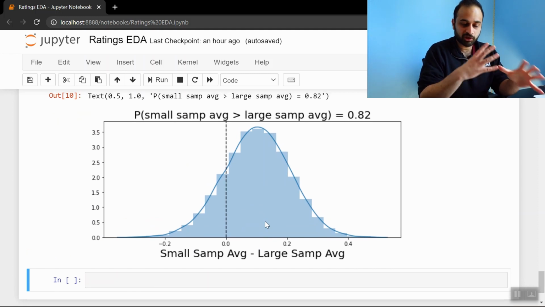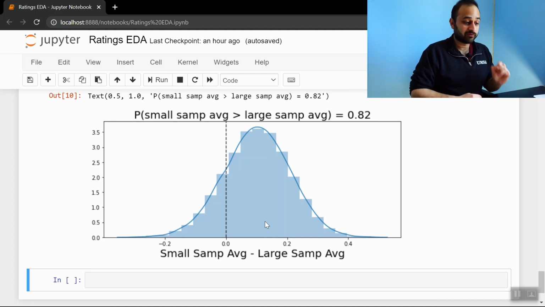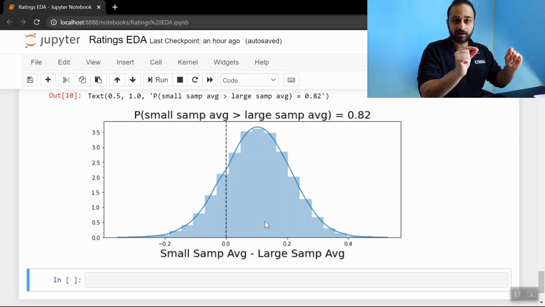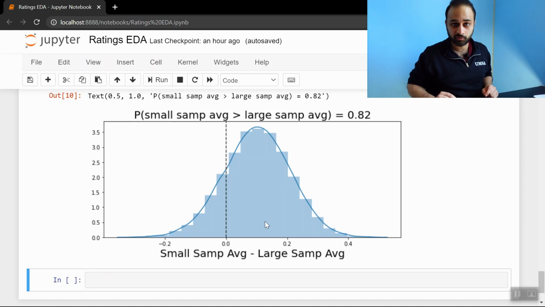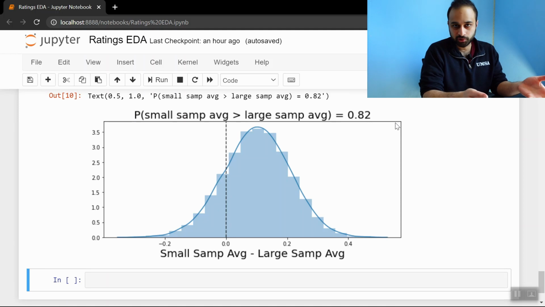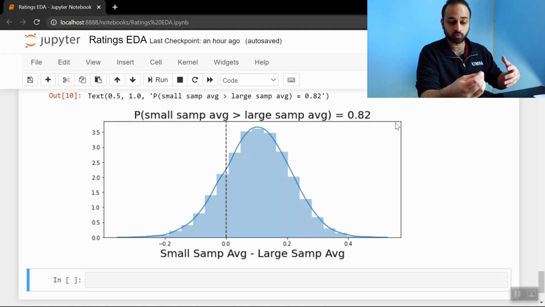I know that there's a lot of moving parts here, so let's make sure we understand what we're looking at. If I took the difference between the small sample's average rating and the large sample's average rating for each pair of Monte Carlo runs, then it's going to be this distribution here. And you see 0 is right here, and 82% of this distribution lies above 0. Another more intuitive way of saying that is that 82% of the time, the small sample's average rating is going to be above the large sample's average rating, if the distributions were the exact distributions that we looked at at the beginning of this video.